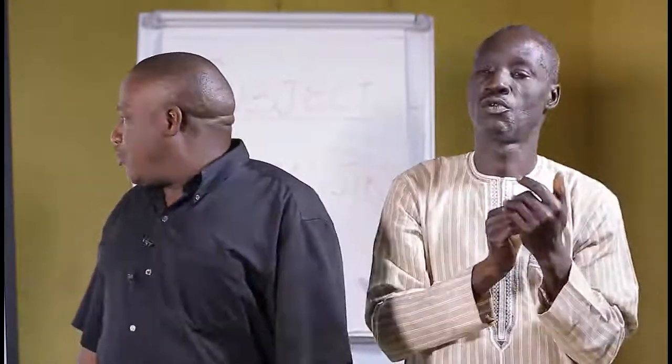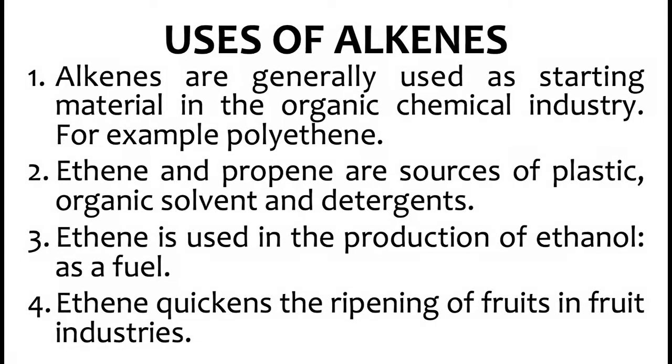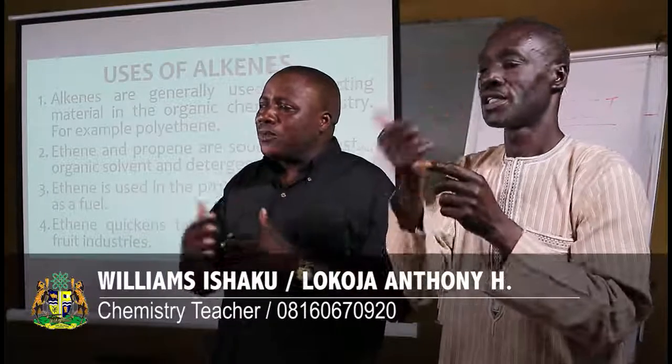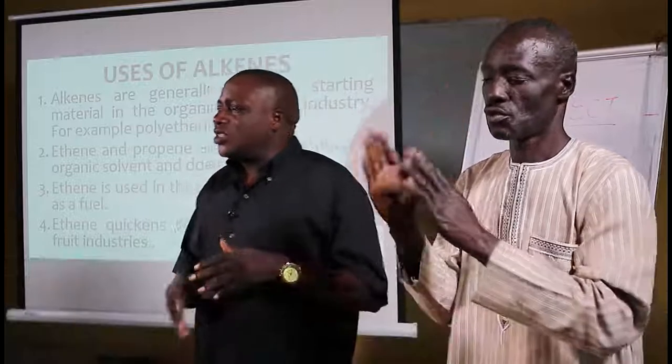Another important use of ethene, it is used as fuel. We can use it as fuel. In our respective homes, we use gas cylinders to cook, isn't it? It can be used as fuel. We can also use ethene to quicken the ripening of fruits in the fruit industry. If you want any fruit to ripen quickly, we add this ethene to it.